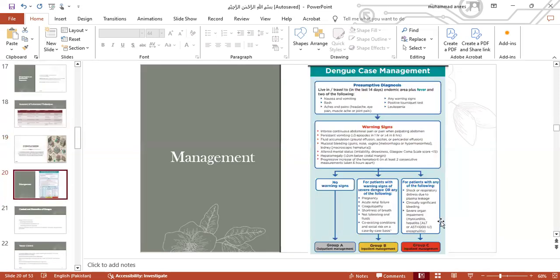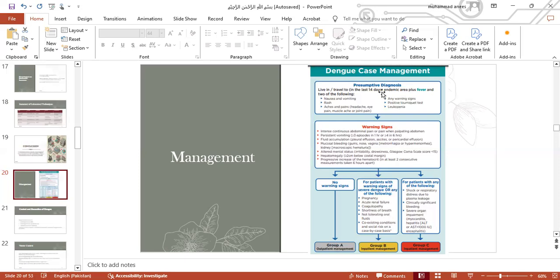Now moving on to the management of a dengue case. Mostly, the diagnosis is a presumptive diagnosis. We presume that the person has a history of travel or may live in an area endemic to this fever, and has the following symptoms of nausea, vomiting, rash, aches and pains, or any warning signs of abdominal pain, vomiting, positive tourniquet test, and leukopenia. So they are diagnosed as a case of dengue.